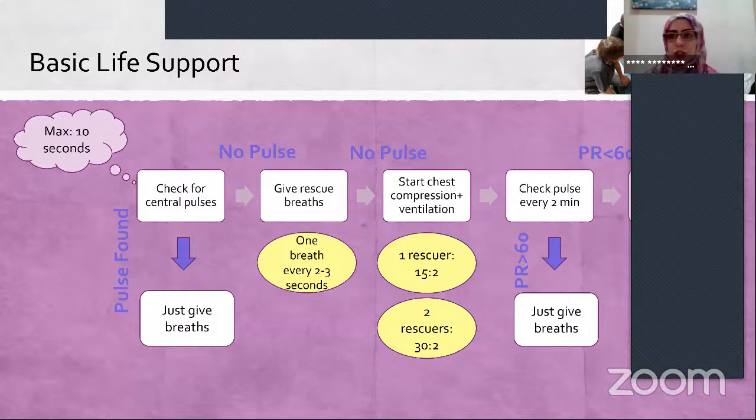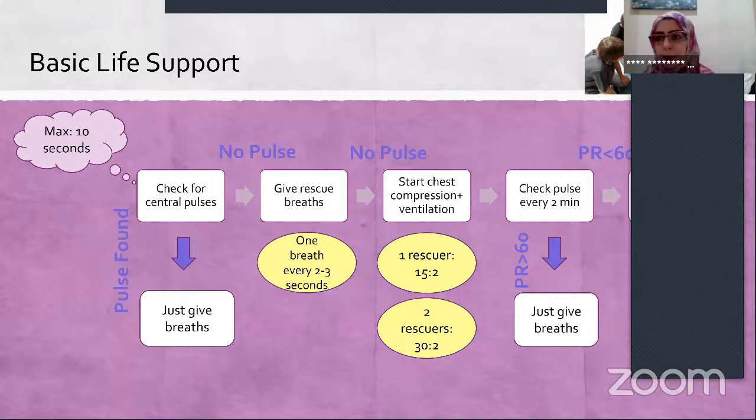You will change your position, and then you will go for 2 ventilations, 2 rescue breaths. But if there are 2 people, 2 rescuers, you can provide 30 chest compressions, then wait for the other person to give 2 breaths. Okay, after 2 minutes of doing this, you will again check for the pulses. Okay, so every 2 minutes in the CPR algorithm, you're going to check for pulses.